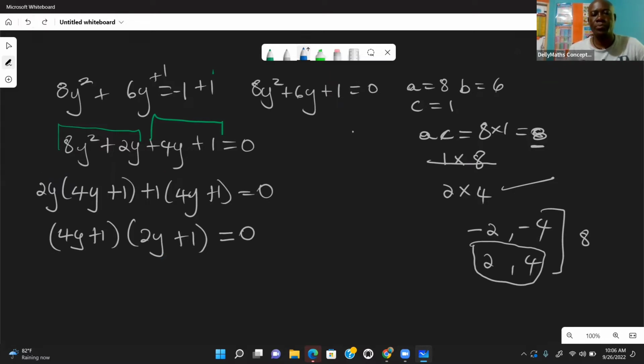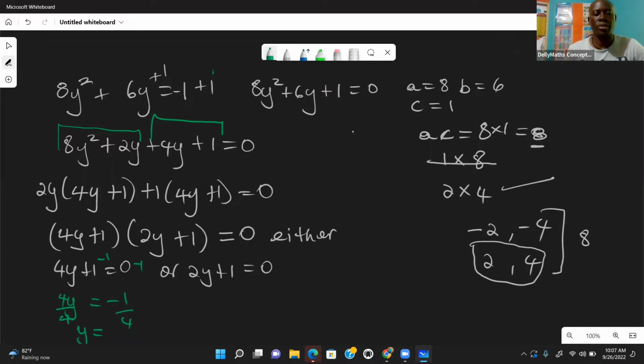Now, let's move forward. If two things multiply to give 0, let's think about the zero product: one would be a 0 or both. And we don't know, so we'll say either 4y plus 1 is equal to 0, or 2y plus 1 is equal to 0. Let's solve it. We're going to subtract 1 from both sides. 4y is equal to -1. Dividing both sides by 4, you could see that y is equal to -1/4 for that.